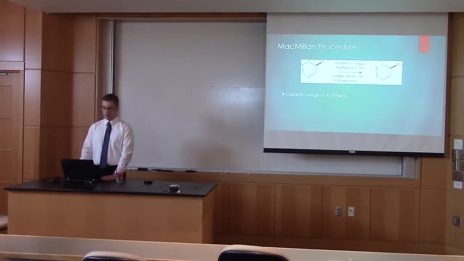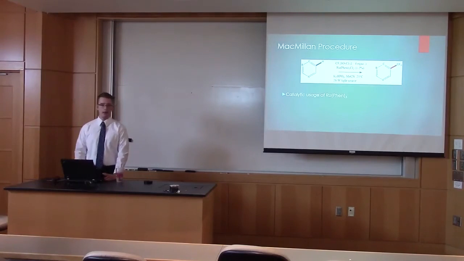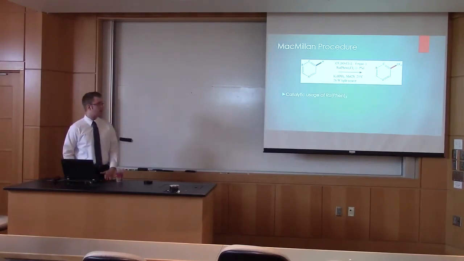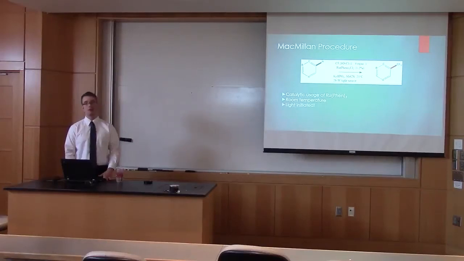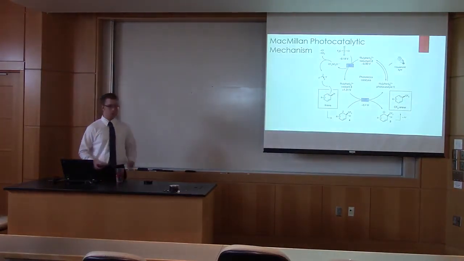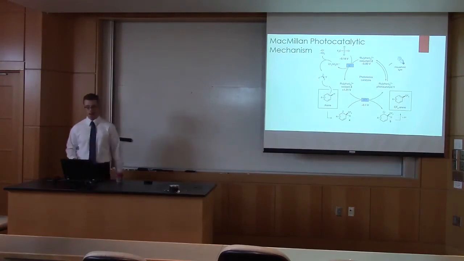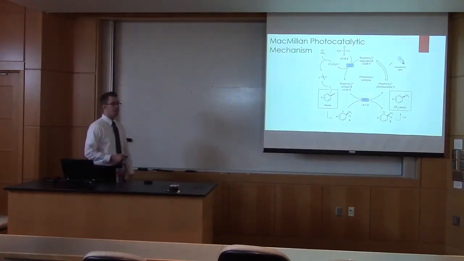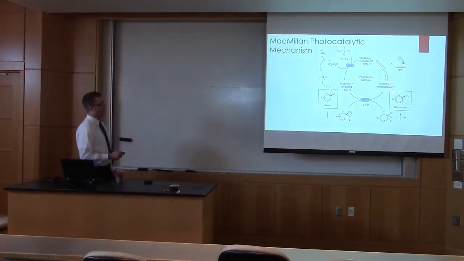So, again, catalytic usage. This is a photocatalytic reaction. We'll be using ruthenium phenanthroline at about room temperature, light initiated. And it's considerably cheaper because, again, catalysis makes things cheaper usually. So let's talk about the photocatalytic mechanism. So we'll be starting out here with photocatalyst number 1, and this household light is going to change this into a reductant.